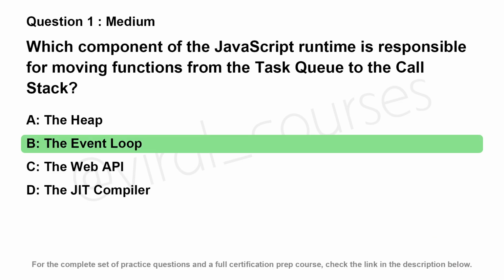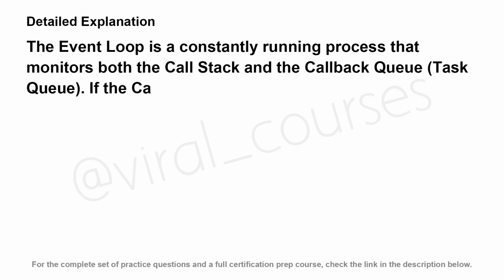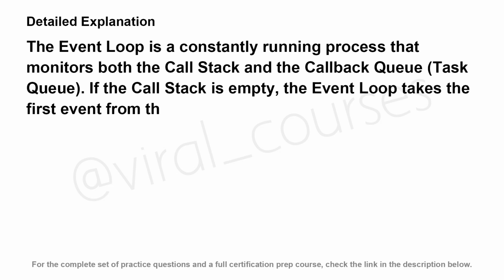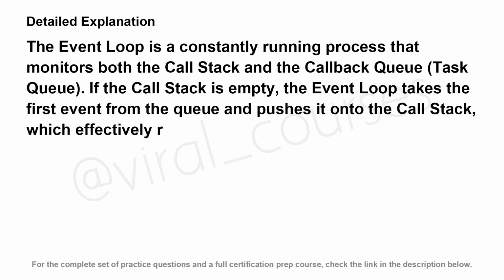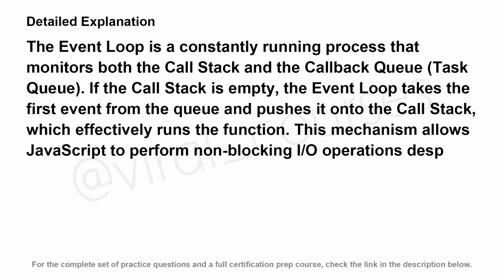The correct answer is B. The event loop is a constantly running process that monitors both the call stack and the callback queue, or task queue. If the call stack is empty, the event loop takes the first event from the queue and pushes it onto the call stack, which effectively runs the function. This mechanism allows JavaScript to perform non-blocking I/O operations despite being single-threaded.